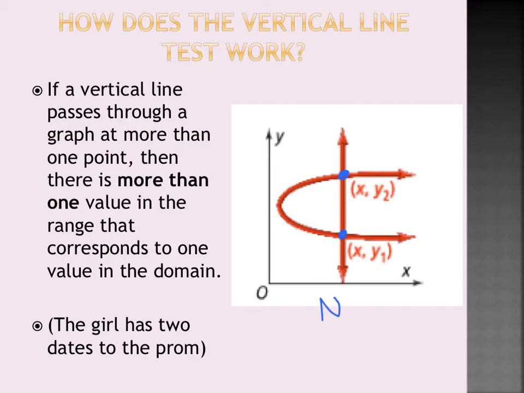Therefore, this is not a function, okay? So a girl has 2 dates to prom. This x value has y1 and y2 as a date. So a girl is going to prom with 2 different dates, which is not allowed to be a function.